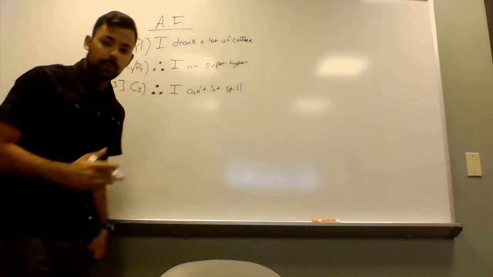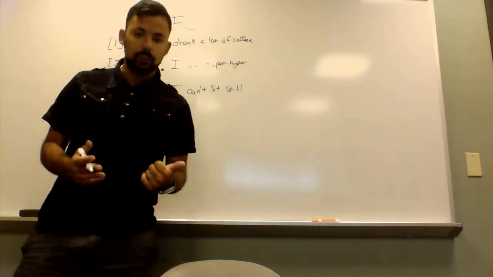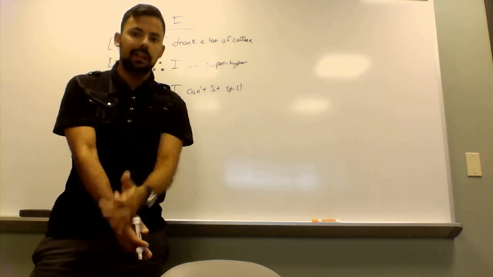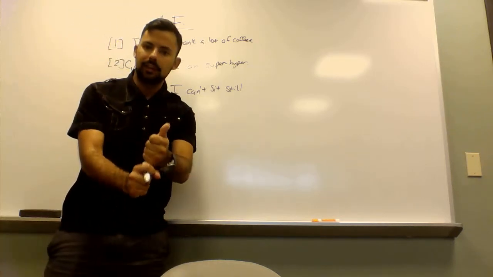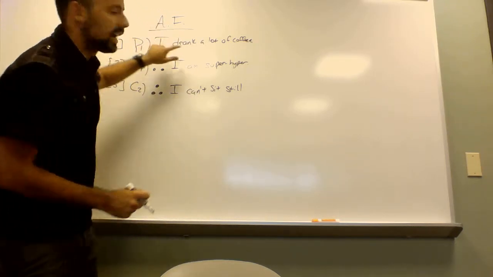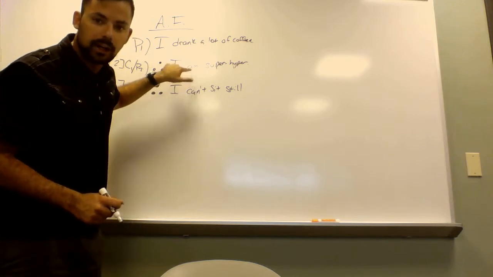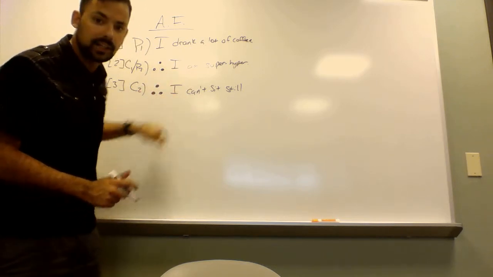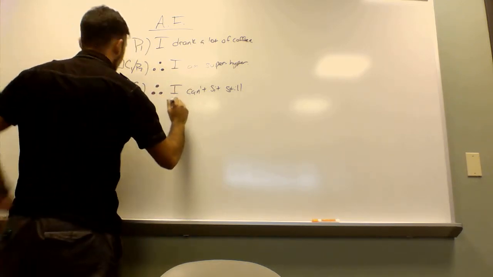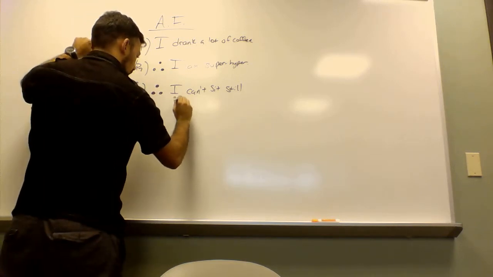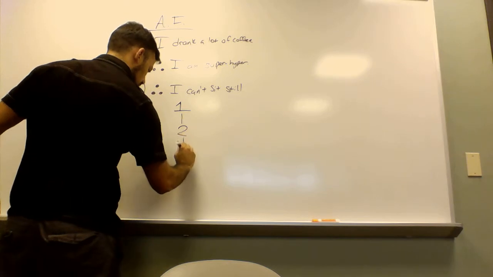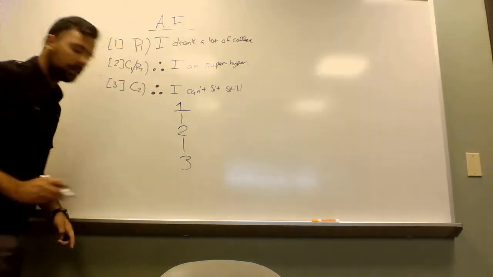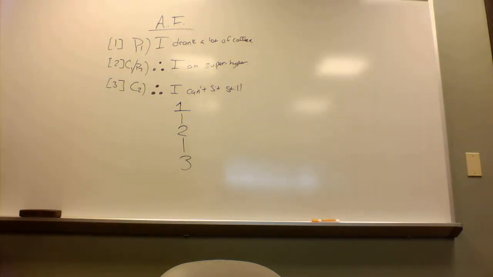So, again, serial argument forms are just going to be one line. That's why I also call them linear, right? And you can think of them as like a chain of events, right? So the fact that I drink coffee led to the fact that I'm super hyper, and the fact that I'm super hyper led to the fact that I can't sit still. So we would take proposition 1, which supports proposition 2, which supports proposition 3. Okay?